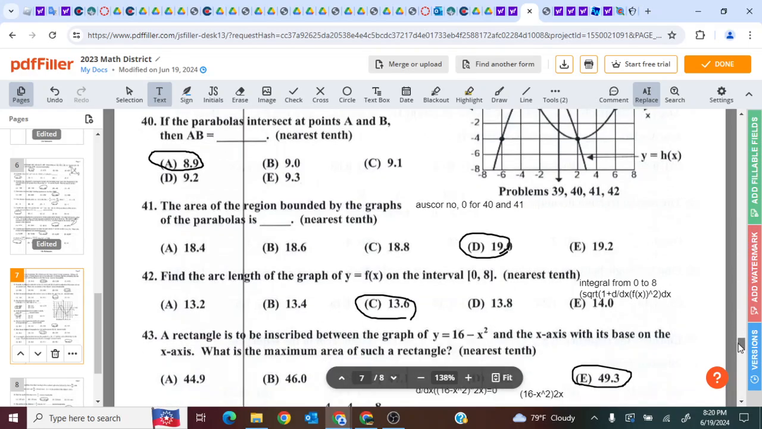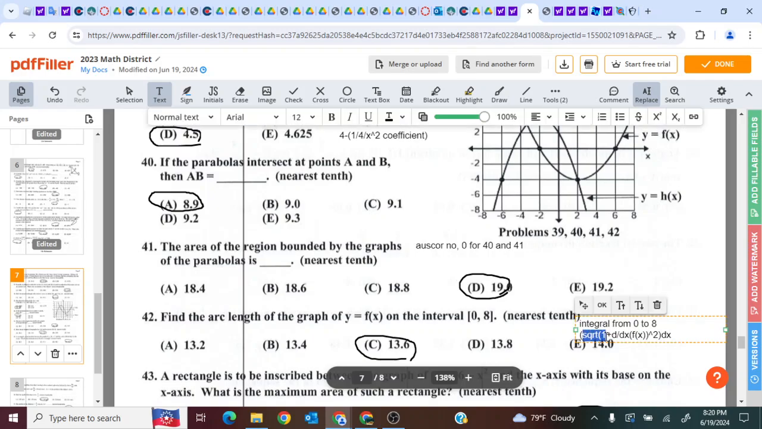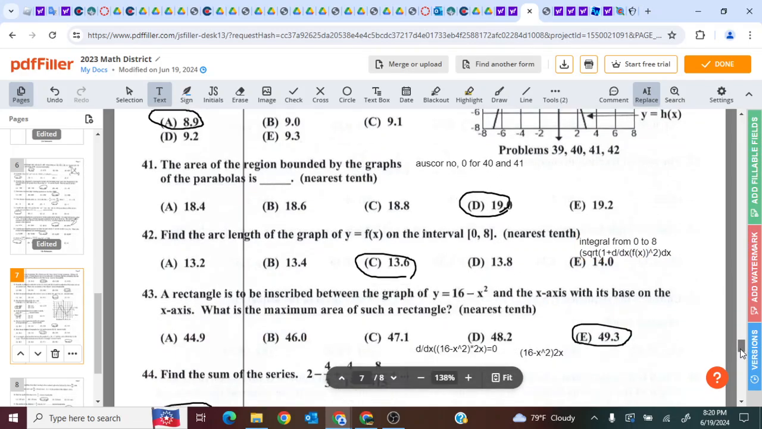Find the arc length of f of x. Well, in this case, the arc length of an equation is the integral over your interval. So the integral from 0 to 8 of the square root of 1 plus your derivative squared. Basically, the integral from 0 to 8 of the square root of 1 plus your derivative of the function, all squared. Well, not the 1 isn't squared, but the derivative is entirely squared. And then dx. And if you do that, you'll get a value of 13.6.